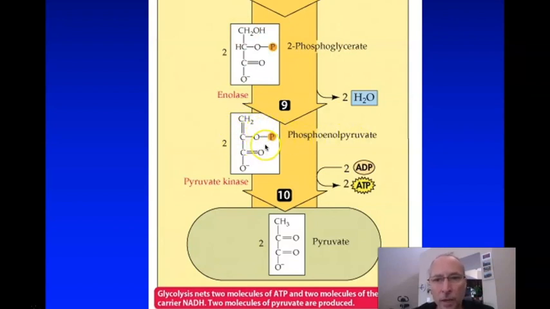Once I've got that double bond formed, the electron density is pulled this way and pulled this way. That loosens this bond so that when I remove it, this phosphate stays at a high energy state. So this last step, again catalyzed by a kinase, pyruvate kinase, will take that phosphate group off and put it onto ADP to make ATP, and now we have the conjugate base of the organic acid, pyruvic acid.